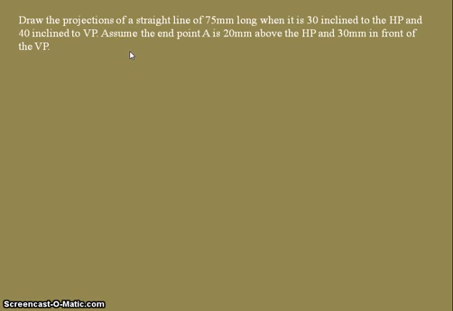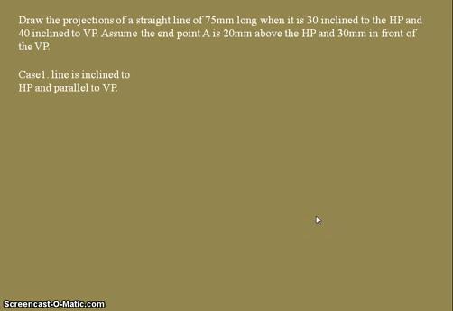And again here I am giving a condition for endpoint A, that is 20 mm above the horizontal plane and 30 mm in front of the vertical plane. So in this condition we need to draw the front view and top view for the given straight line when it is inclined to both the horizontal plane and the vertical plane. So now we go further.